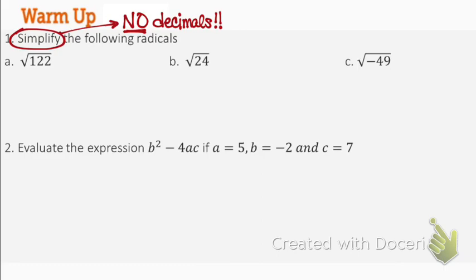Hey, Casey. So let's look at that. When we simplify it, we want to try to break it down. Can we cut it in half? Yes, it'd be 2 times 61. Can we break down 61 at all? Does 2 go into 61? Does 3 go into 61? Does 5 go into 61? 7? No. So this one does not simplify.